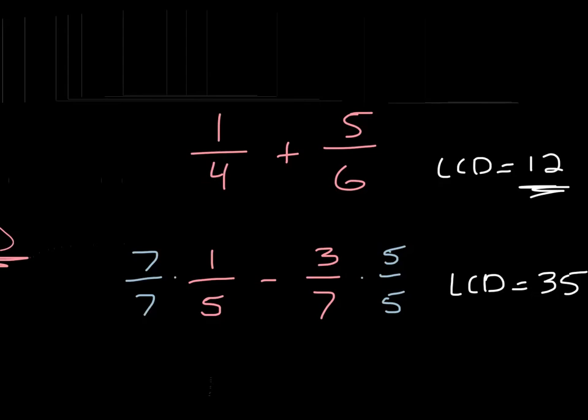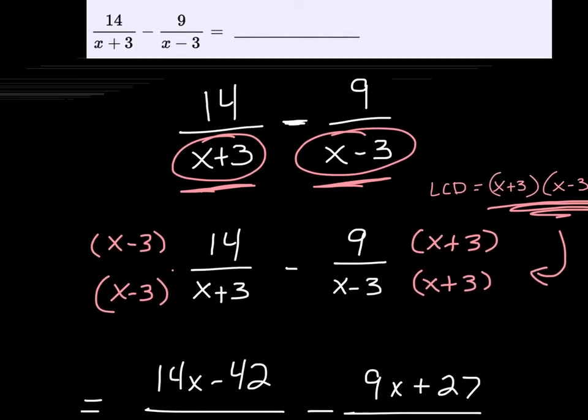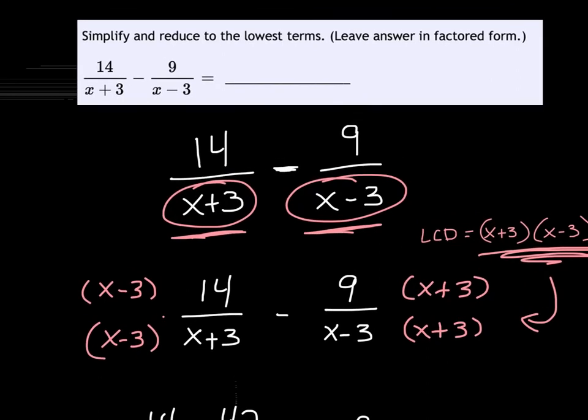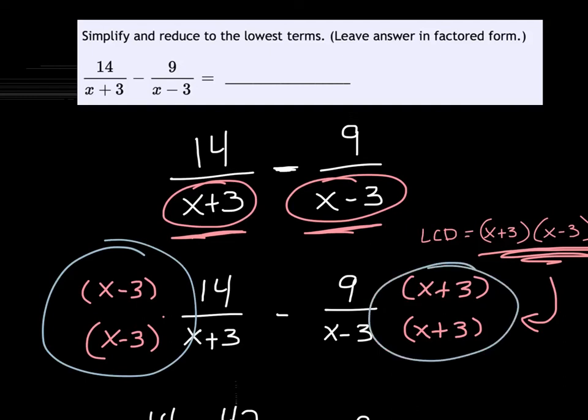Again, that's just directly related to what we just did right here. There were no shared common factors, and so we simply multiplied each fraction by the other denominator, both in the top and the bottom.